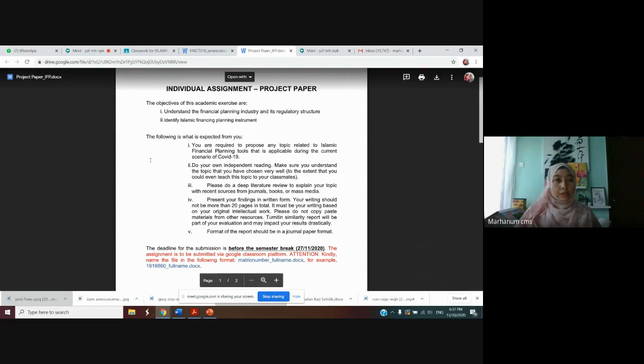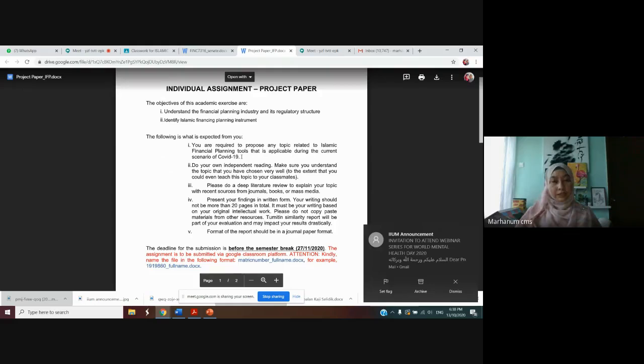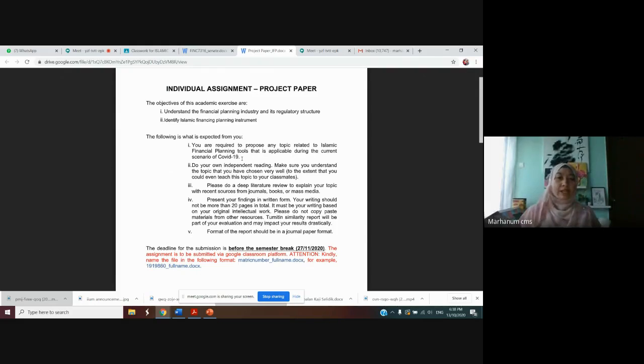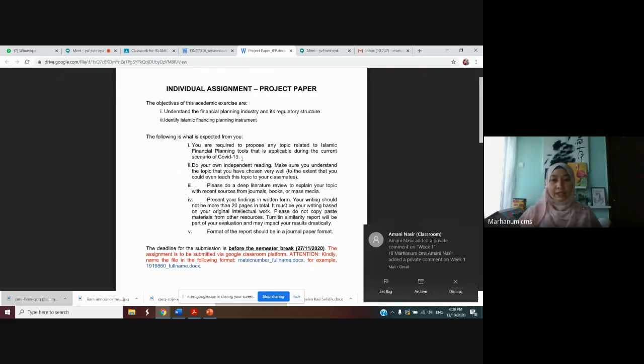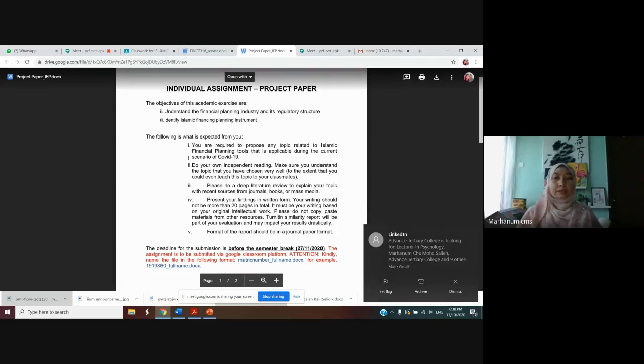Okay, so the following is what is expected from you. You are required to propose any topic related to Islamic financial planning tools that is applicable during the current scenario of COVID-19. Sebab Islamic financial planning and COVID-19 is very significant. Very significant lah.